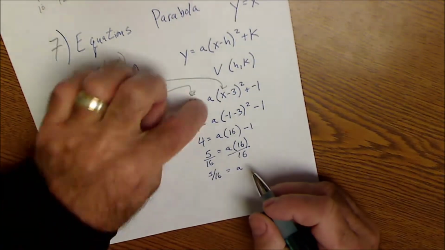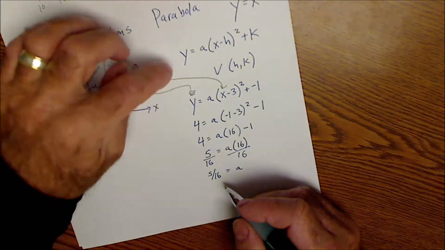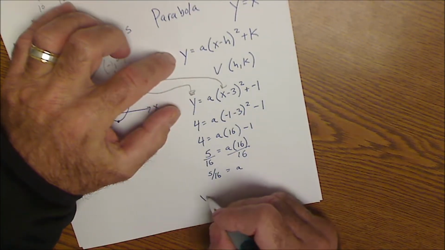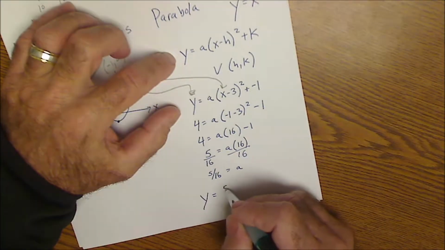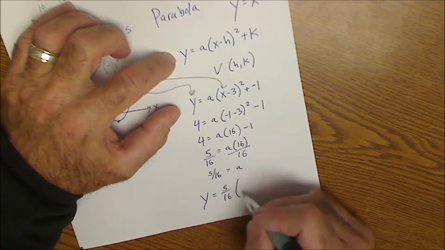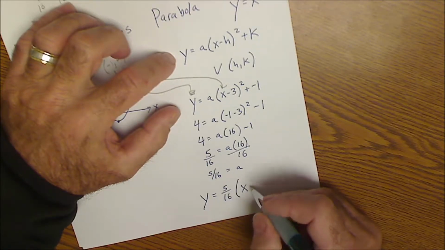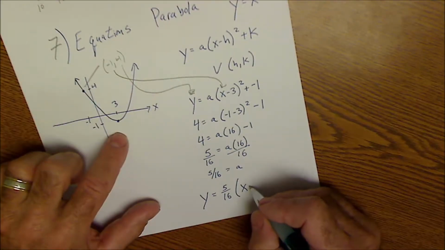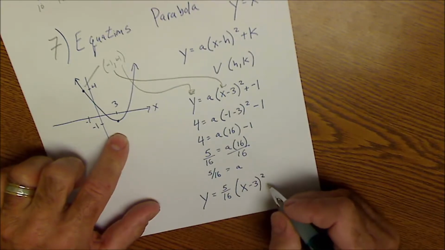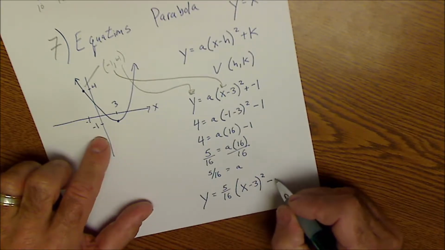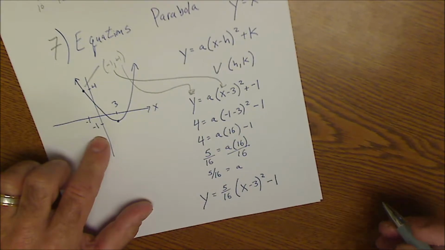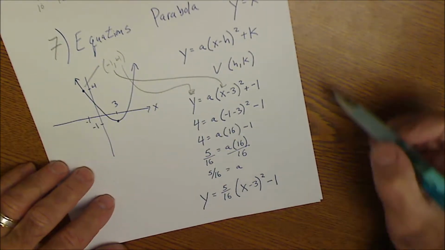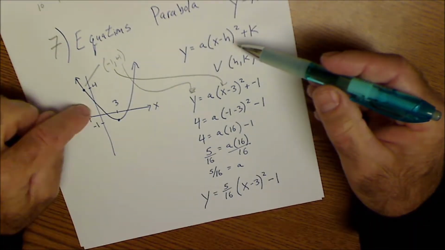So now I have my value for a, my dilation value. For my general equation, I go to my specific equation, y equals 5/16, x minus h, quantity squared, plus k, or plus a negative 1. So that's number 7, finding the equation of a parabola from a graph.